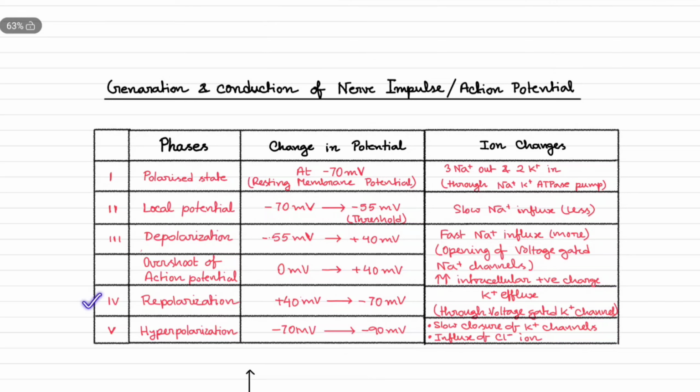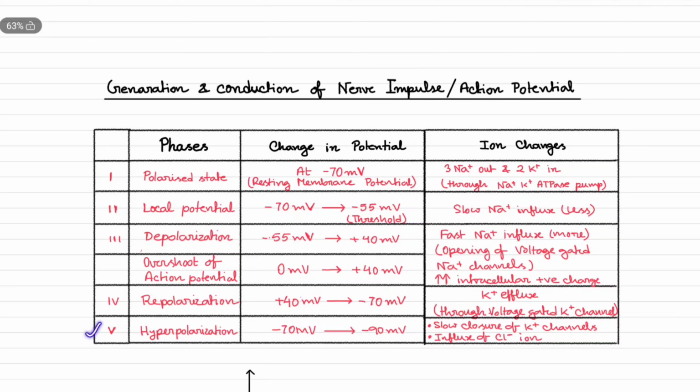Then comes the repolarization phase. In this phase, the potential difference comes down from plus 40 millivolt to minus 70 millivolt, which is the base potential. The mechanism in this phase is K plus efflux from the axon. Through voltage gated potassium channels, the potassium ions get out from inside the axon to the outside.